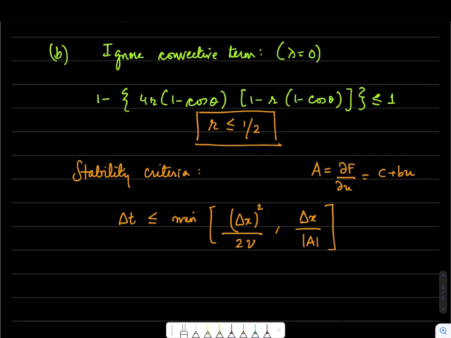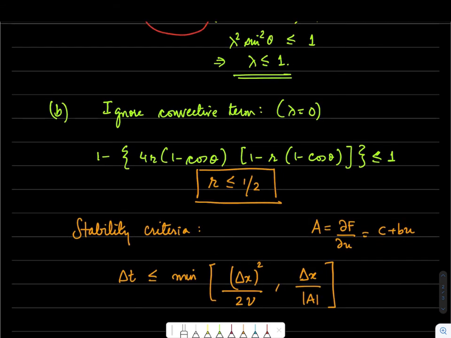So how did we get this? This one is actually from r less than or equal to 1 by 2, because recall that r is nu delta t by delta x square, so that gives us this number. The second one comes from the CFL number, lambda less than or equal to 1, so this will be A times delta t by delta x, where A is the modulus. That is what we get in terms of stability for this scheme.